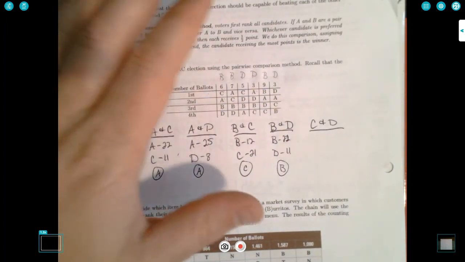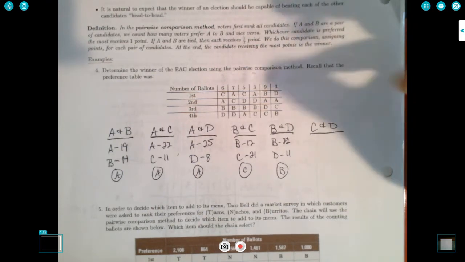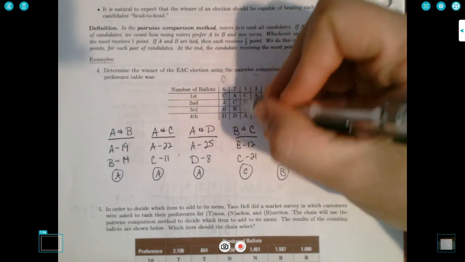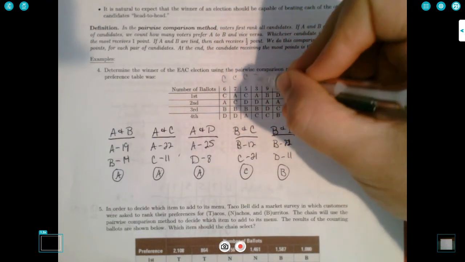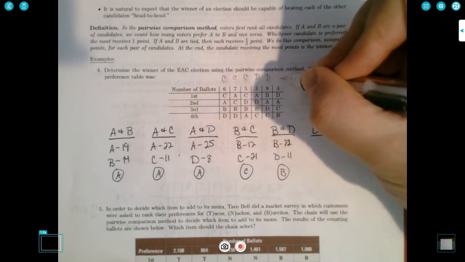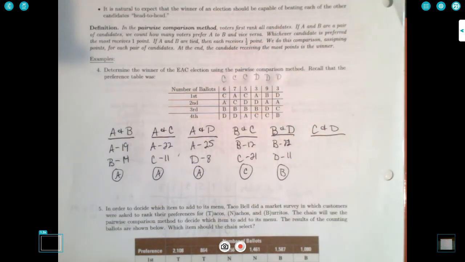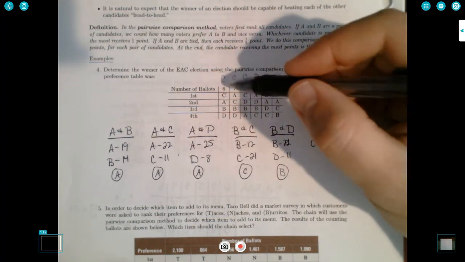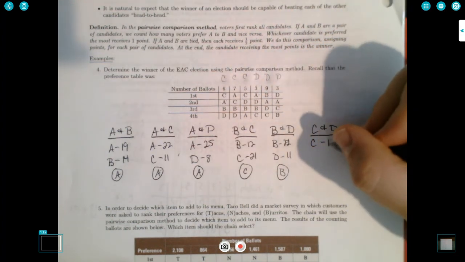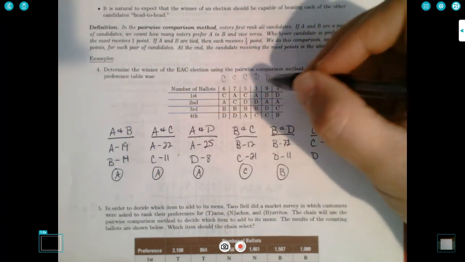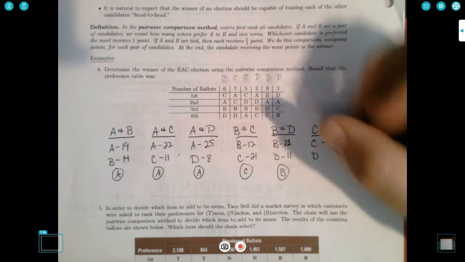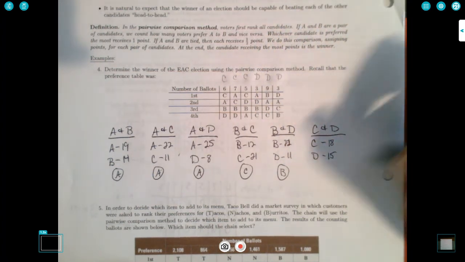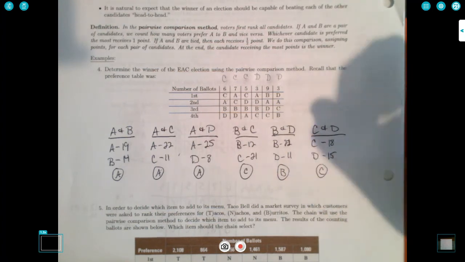And then finally, if we compare C and D, C wins, C wins, C wins, D, D, and D. So C gets 13 plus 5 is 18, and D gets 9, 10, 11, 12, 13, 14, 15. So that's the closest race so far, but C takes it.